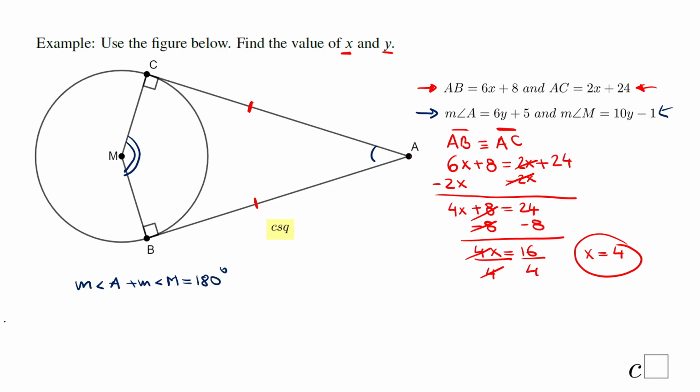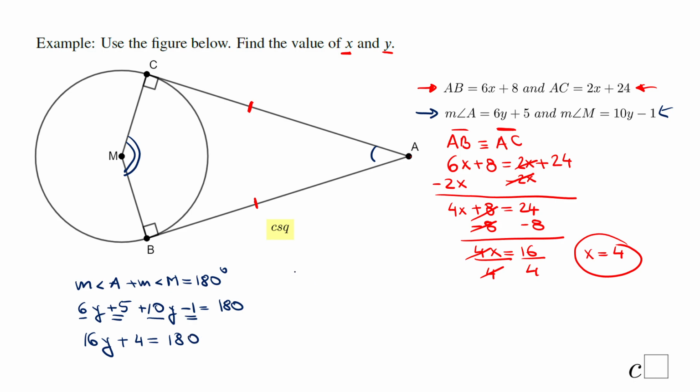So we're going to have here 6y plus 5 plus 10y minus 1 equals 180. So now we're going to combine the two y's, 6y and 10y, that will be 16y. The numbers, the positive 5 minus 1, that will be plus 4.